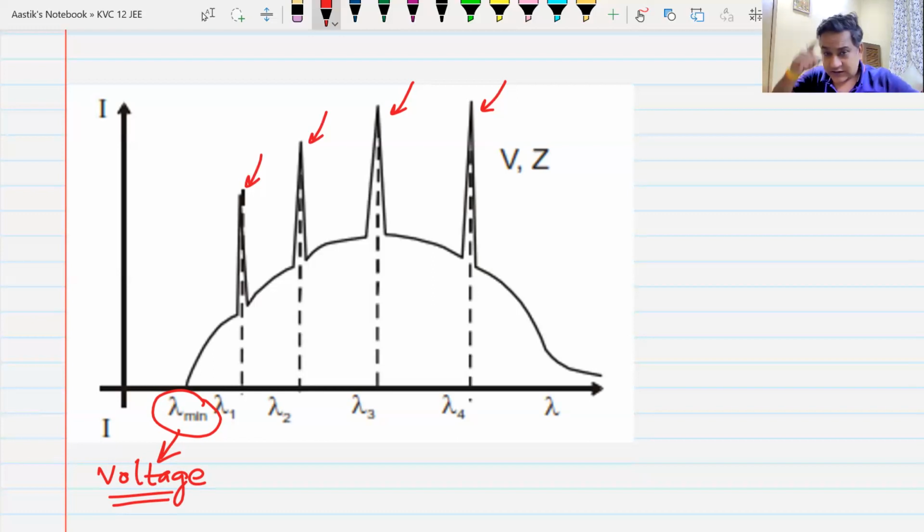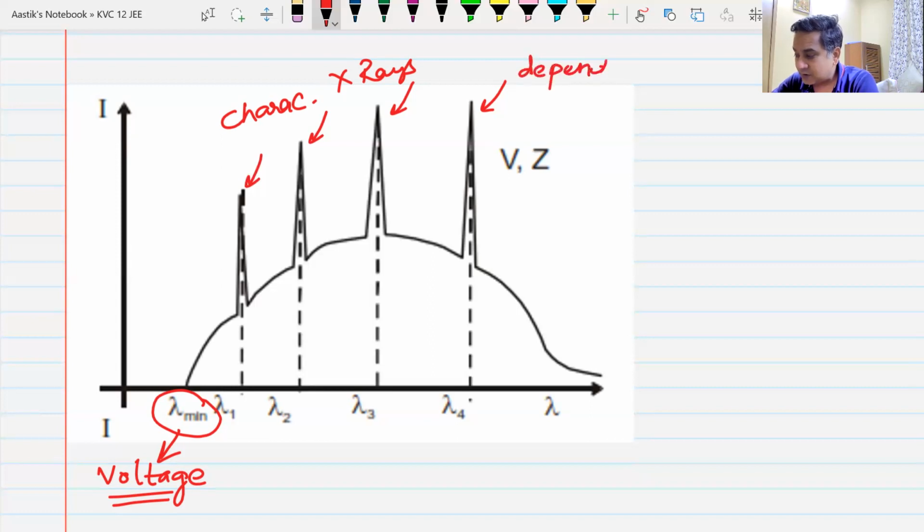Now the spikes that you see are because of the characteristic X-rays. These spikes come because of the characteristic X-rays, and these depend on the metal. Depending on the type of metal, these sharp spikes will come.